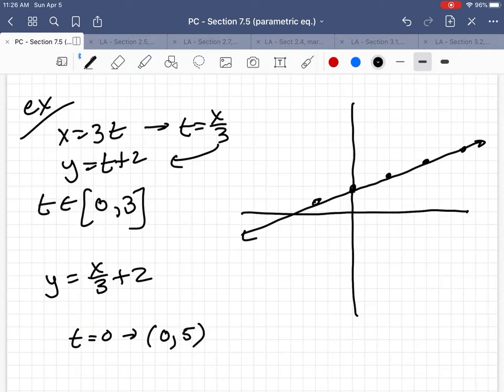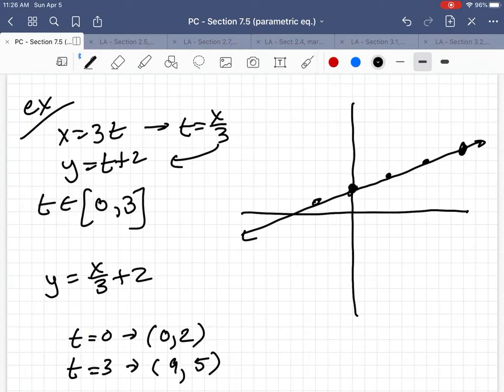So that means, I'm sorry, 0 plus 2 is 2. Sorry, confused myself. All right, so that means that this graph starts right here. And then when I plug in 3, obviously I get 9 and 5. So that means that this point right here was the end.